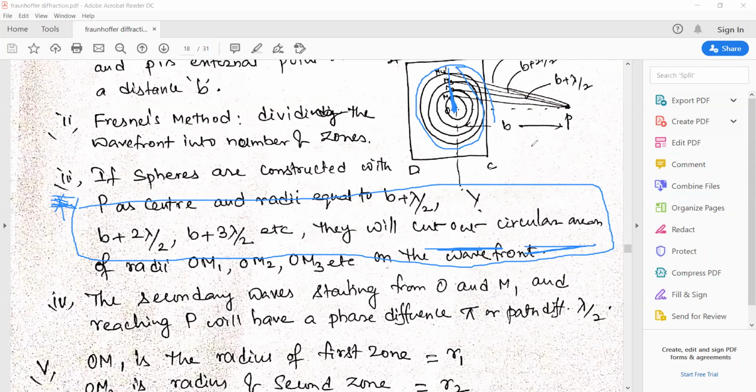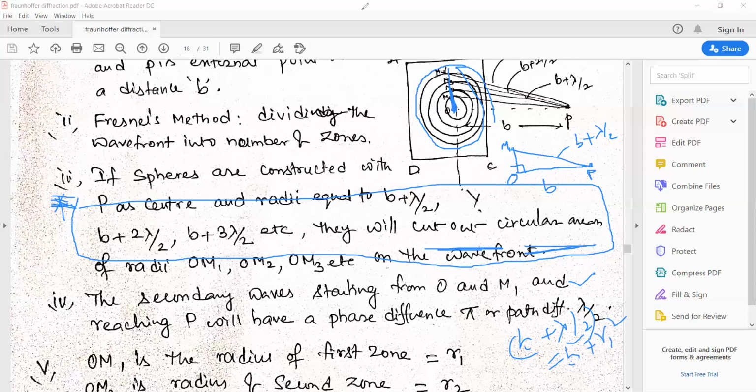You see here, this is OM1, and there is point P here, which is at a distance B. It's a right angle triangle, and this is B plus lambda by 2. So what you will get using the Pythagoras theorem: OM1 square, hypotenuse square, B plus lambda by 2 whole square, equal to B square plus OM1, I consider R1, R1 square.